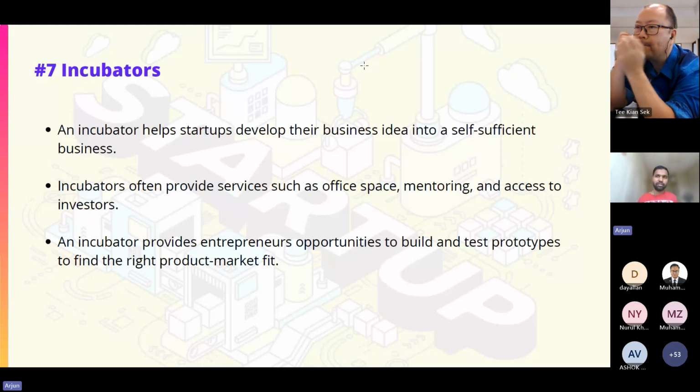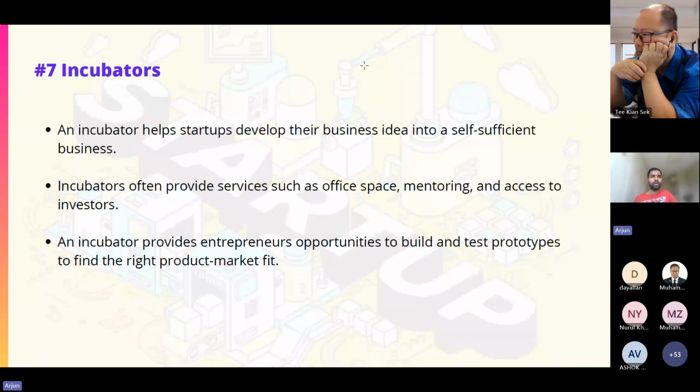These incubators basically help you and guide you to develop your prototypes, develop your business model, connect you with investors, potential customers, and potential partners. They give you office space, they give you mentoring. They give you a lot of different things. Basically, the incubators run programs. You need to get selected into the program, and then the program runs for 3 months or 6 months.